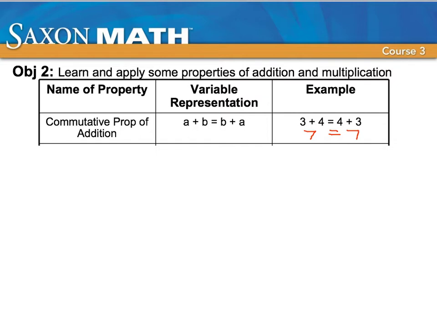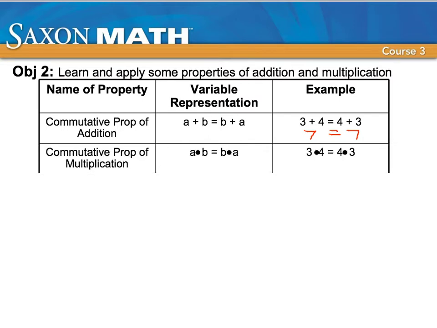There's a commutative property for addition. There's also a commutative property for multiplication that says the exact same thing. Now notice in my table what I use for multiplication. So again, we've got the commutative property of multiplication. It's the same thing as the addition one. It says that we can take numbers and multiply them in any order and it doesn't change it. So my variable representation is a times b equals b times a.